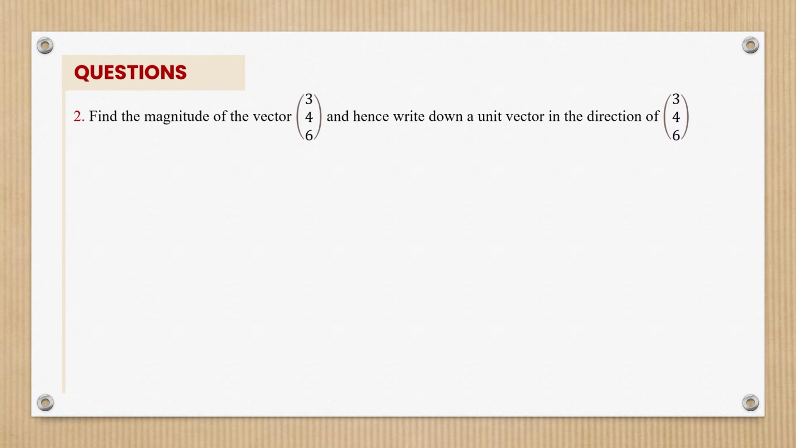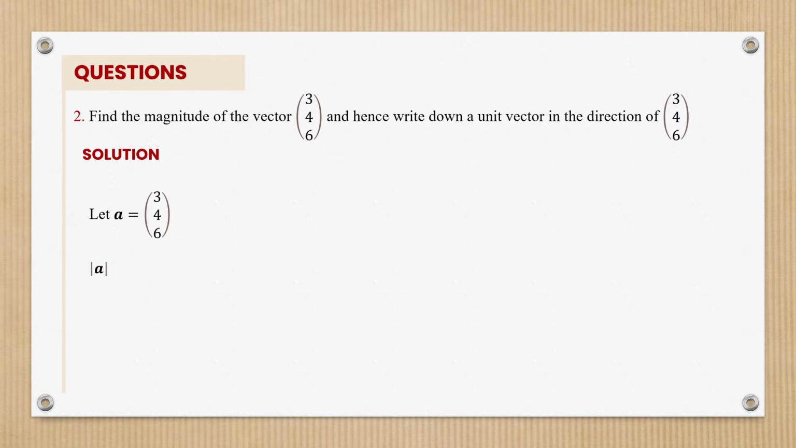We're going to find the magnitude of the vector (3, 4, 6), and then write down a unit vector in the direction of (3, 4, 6). Now one thing we've been given is the vector in column form. So we're going to let A be equal to (3, 4, 6).